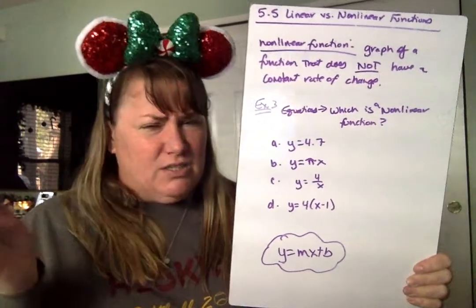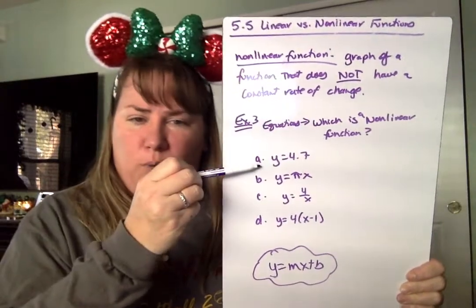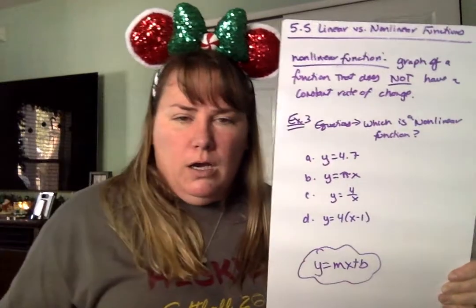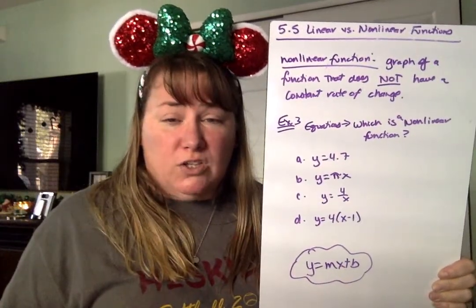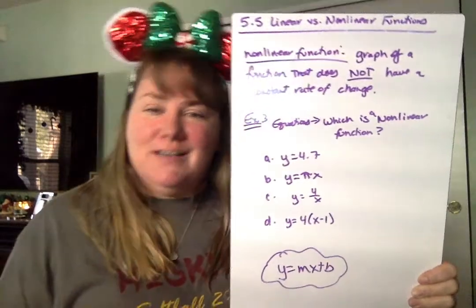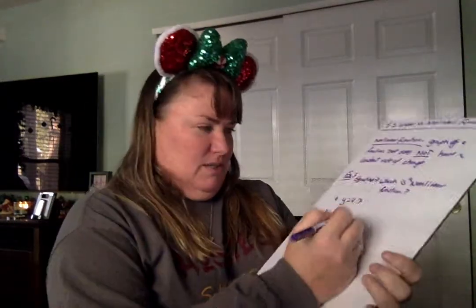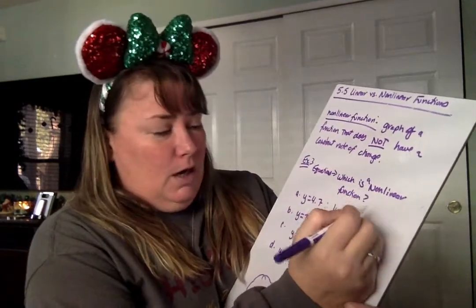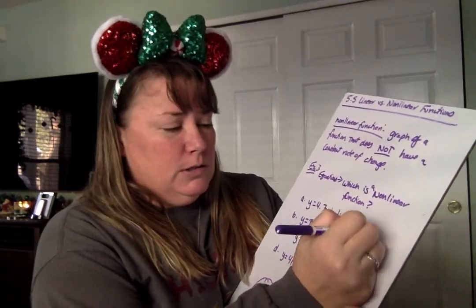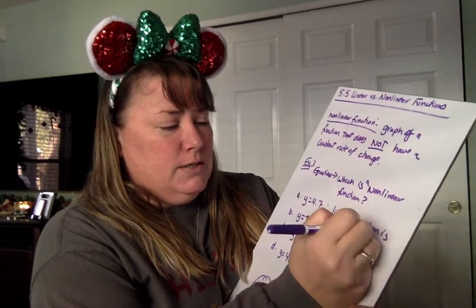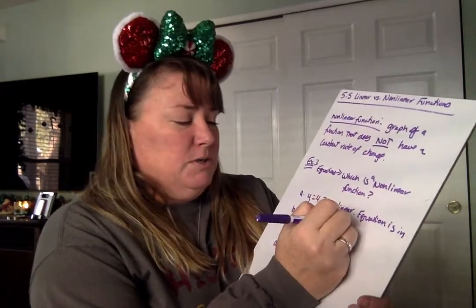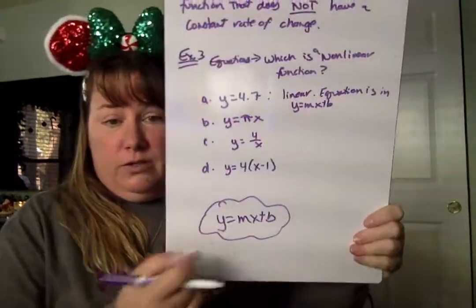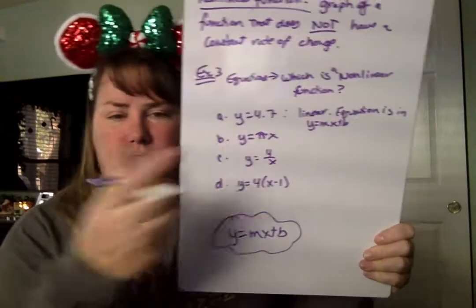Most of you guys are thinking, well, that's a solution. But remember, y equals 4.7, that has 0 slope. And that is the graph of a horizontal line. I almost said vertical. Horizontal line. So yes, this is a linear function. If I had to explain why, the equation is in y equals mx plus b. Because remember, slope is 0. But it's there, because 0 times x is 0.